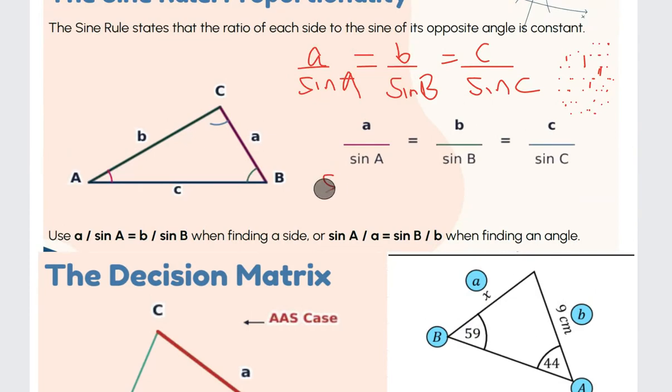I can still say sine A over a equals sine B over b. Are you seeing that now? We are still saying the same thing. Somebody say we are still saying the same thing. Yeah, we are still saying the same thing.